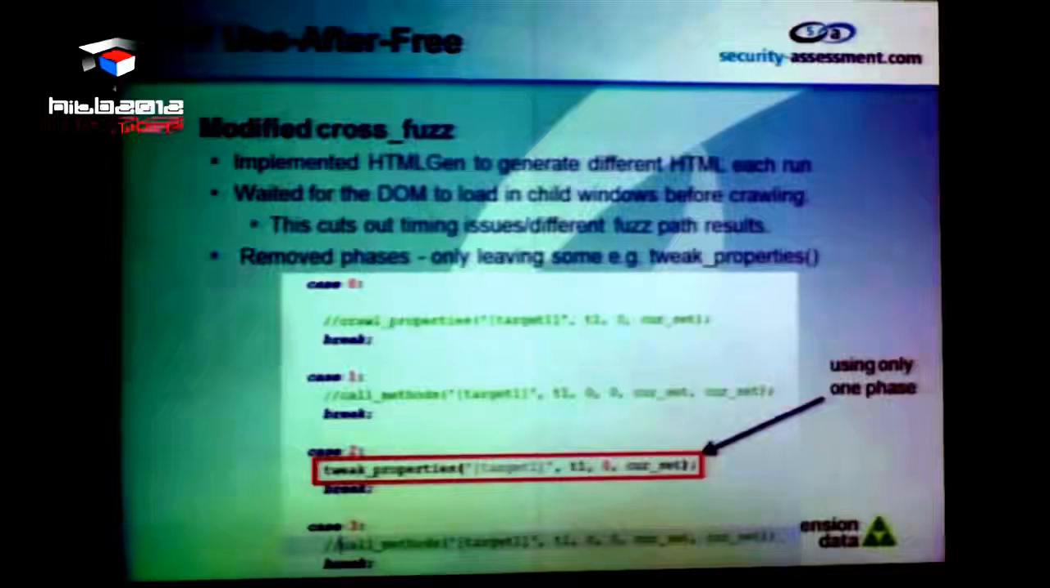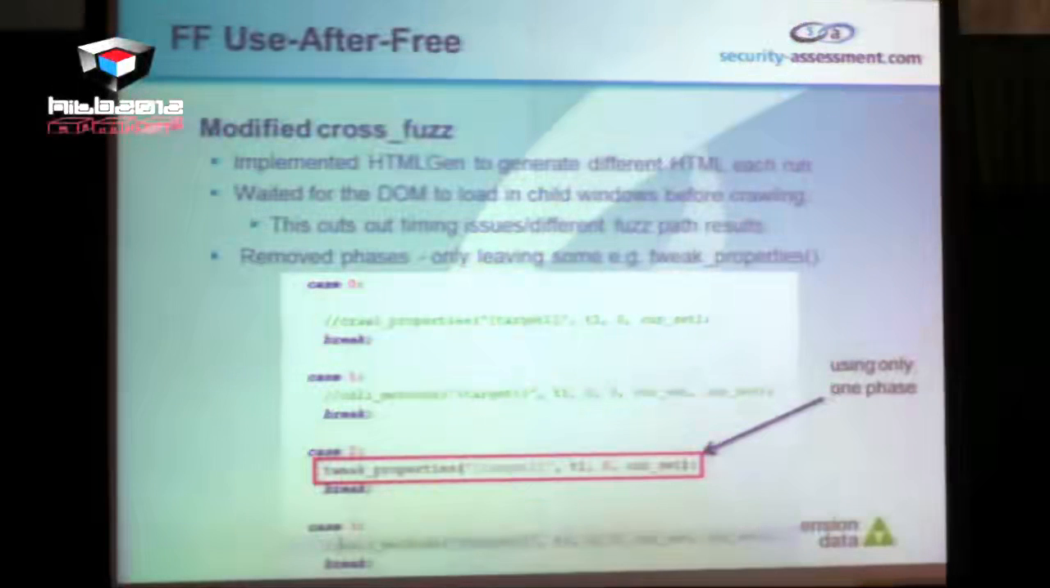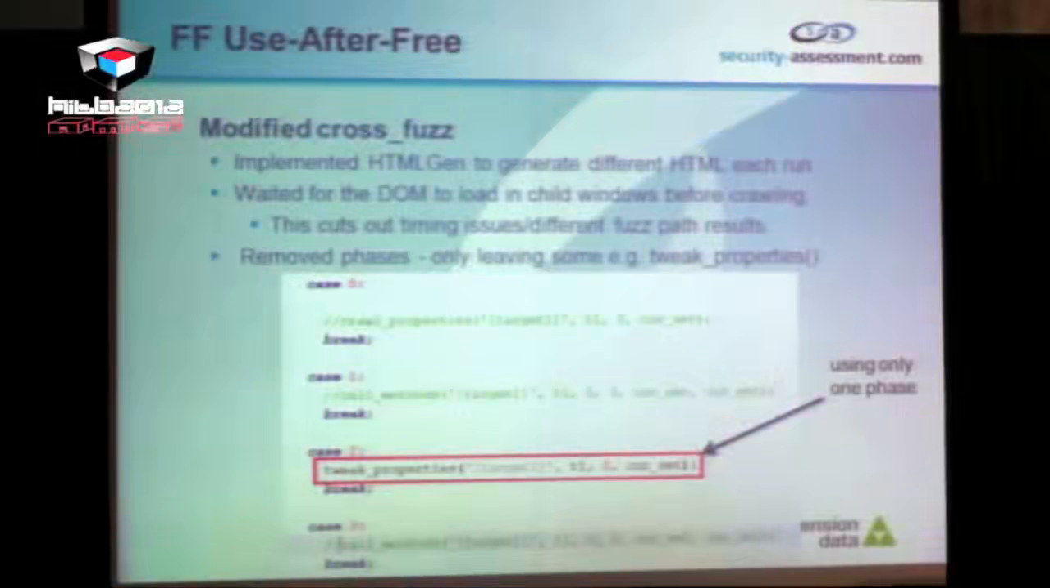Another modification we've done is that I created a tool, a Python script called HTMLGen. It creates a very complex HTML file, and it supports HTML5 or 4. We combined this complex HTML file with CrossFuzz to see if we could achieve different results.